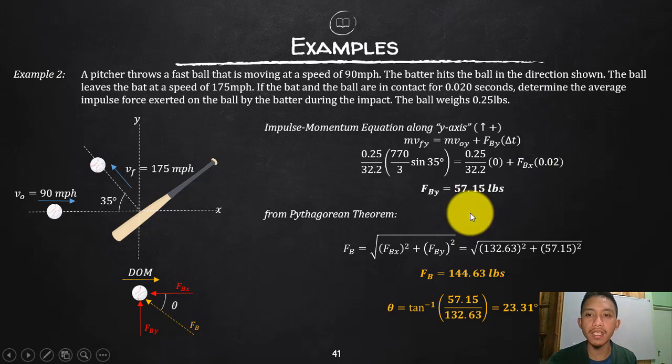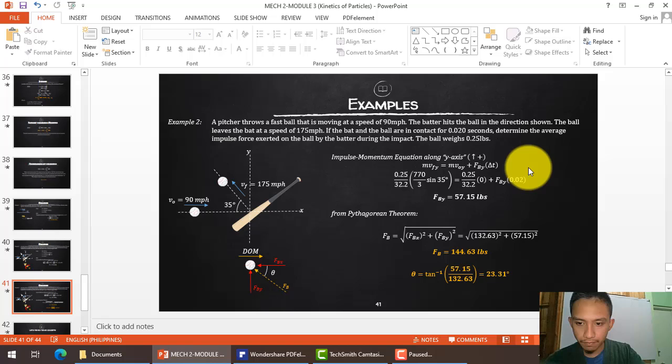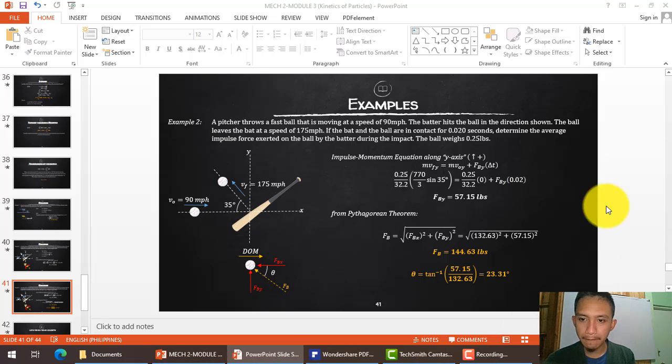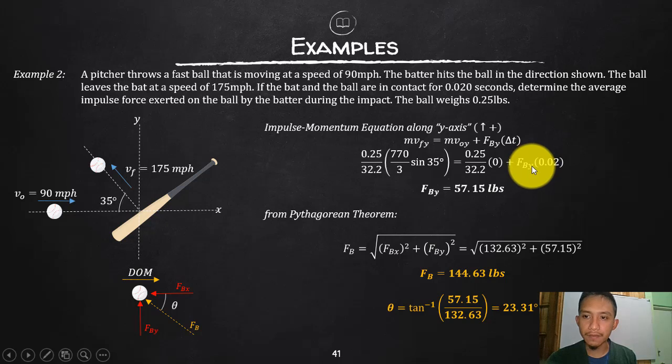Since we just break this down into x and y components, therefore this is just a number that is useless. So all you need to do is get this value divided by 0.02 to get that f sub b y. Getting your f sub by, we will end up with 57.15 pounds.